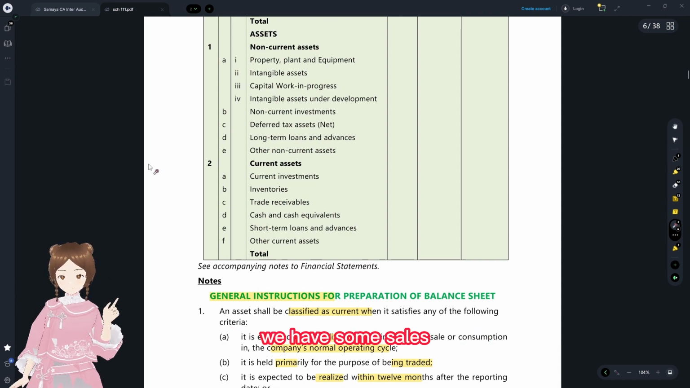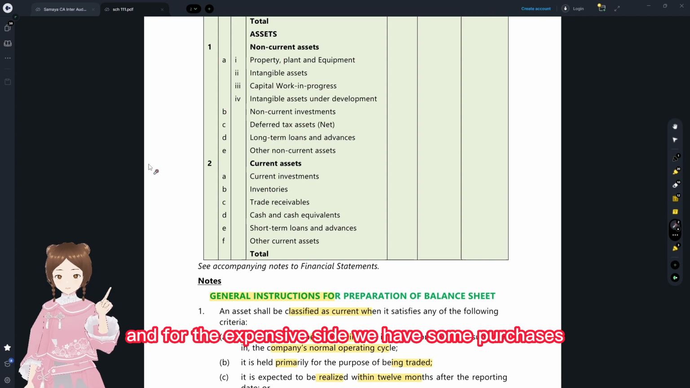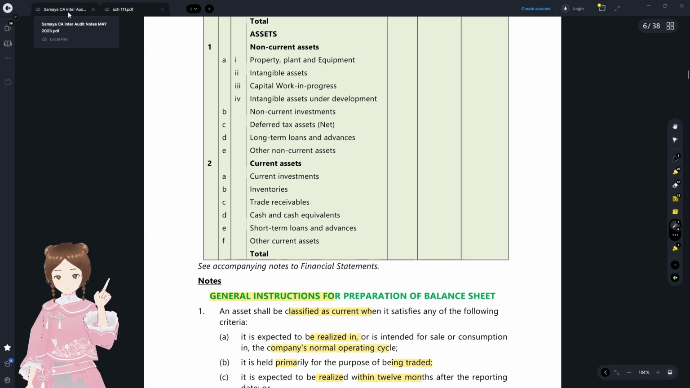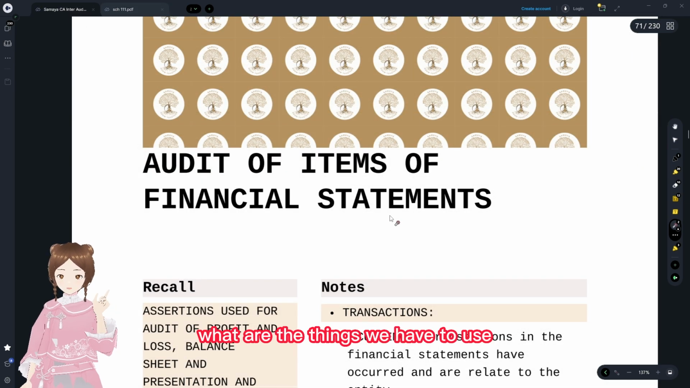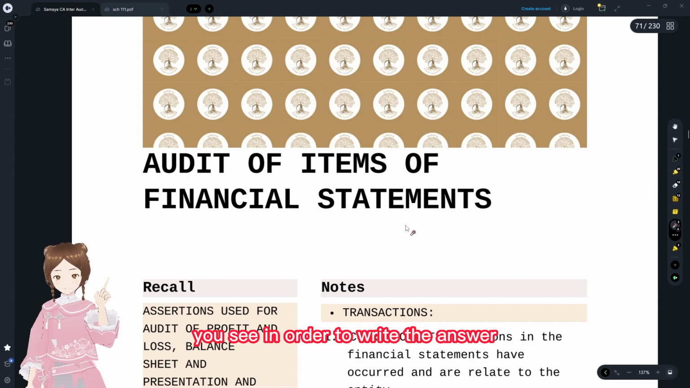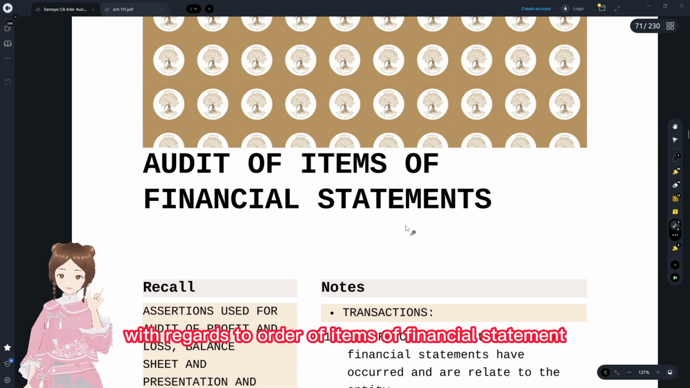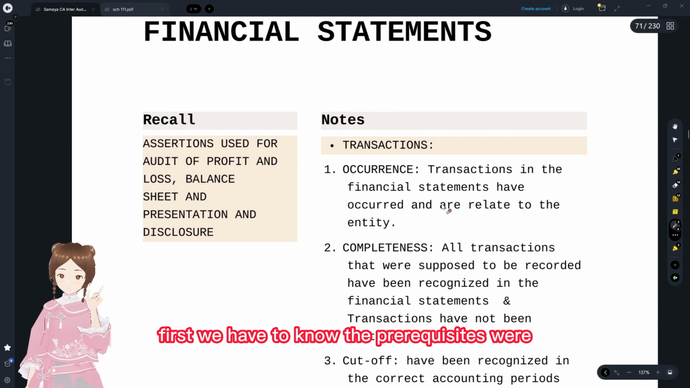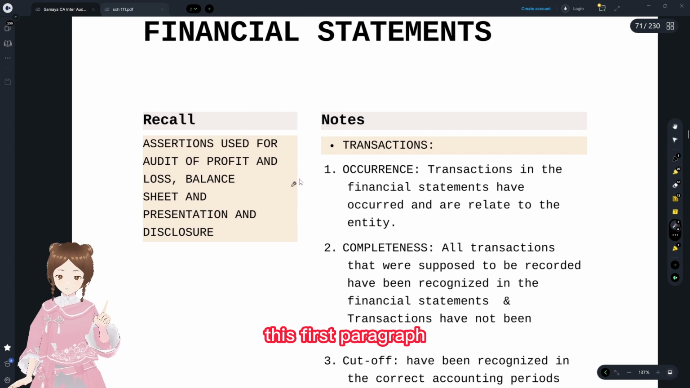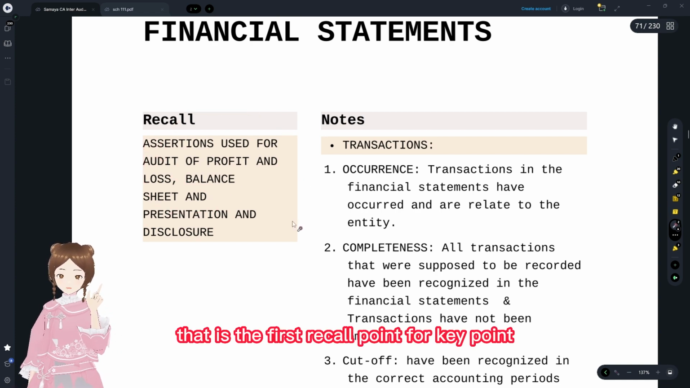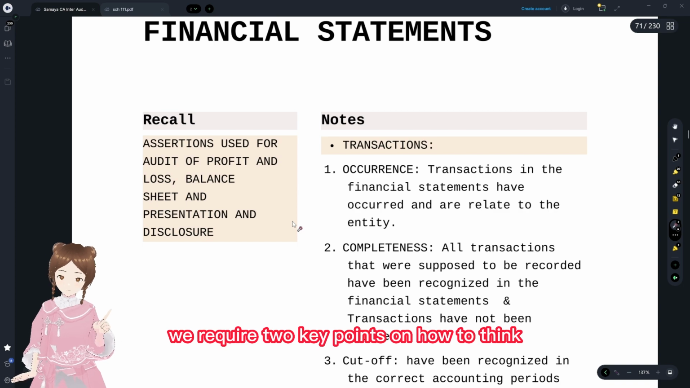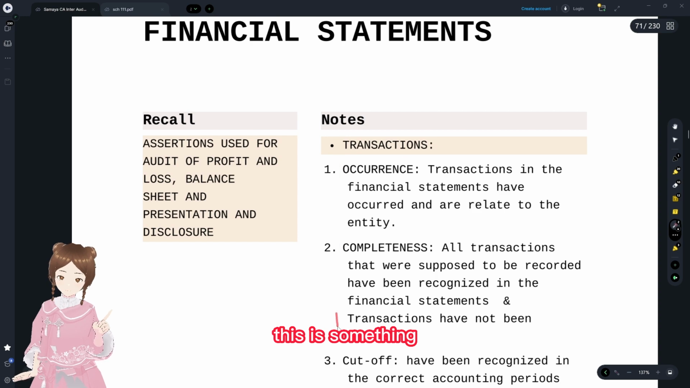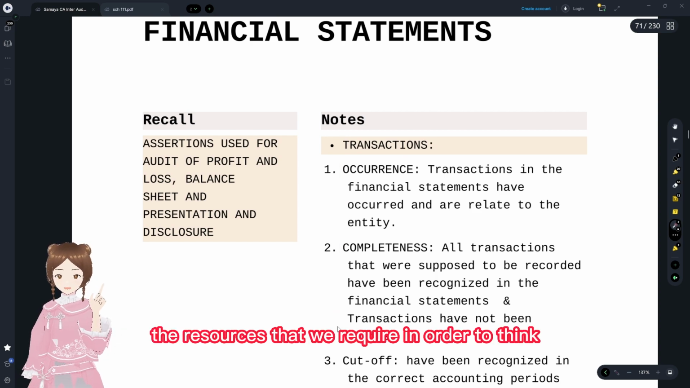For the P&L account, we have sales, and on the expenses side, we have purchases, employee benefits, tax, etc. Now we'll discuss what things we have to use. In order to write the answer with regards to audit of items of financial statements, first we have to know the prerequisites. The first is the recall point, or key point, and after that we require two key points on how to think. That is the way of thinking, the resources that we require in order to think.